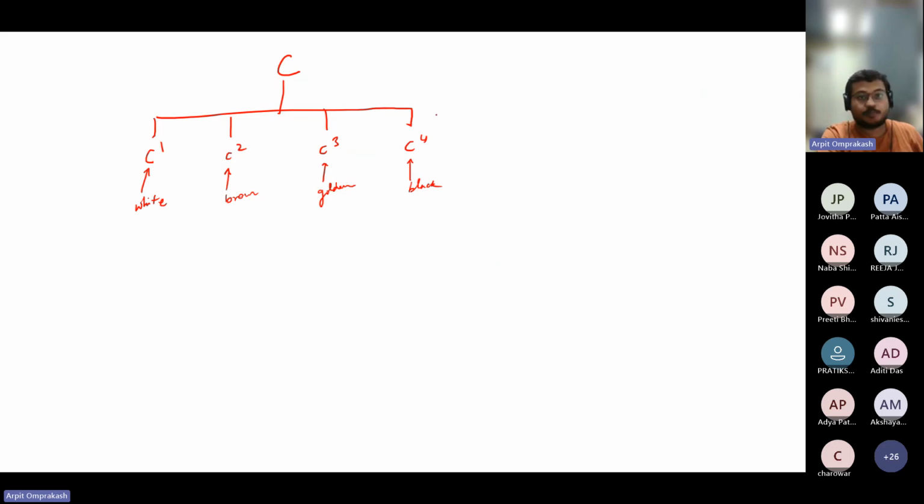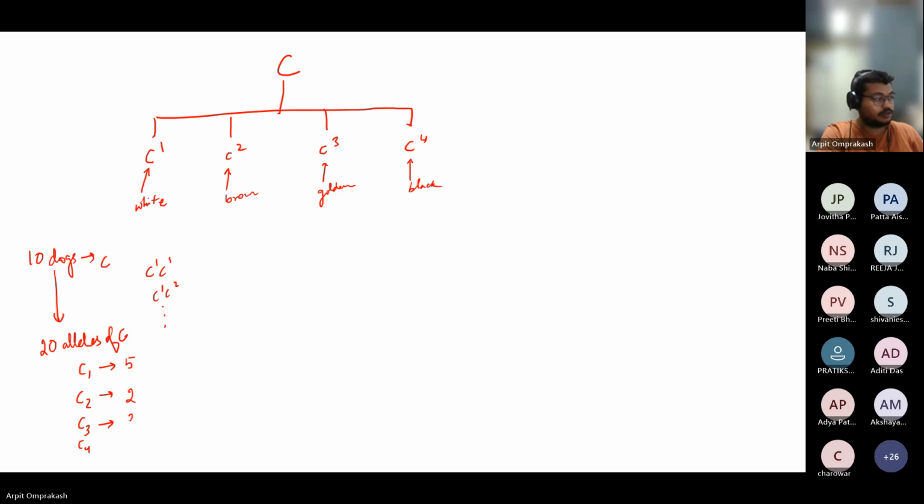Okay. So let's say now we have a population of 10 dogs and we sequence them. We get all their genetic sequence and we look at this C gene and check what different alleles of the gene are present in these dogs. Each of the dogs will have two alleles. So it can be C1, C1 or C1, C2 or C1, C3 and so on. It can be any of the pairs. For all 10 dogs, we get all the alleles, so we'll get 20 alleles of C. Some will be C1, some C2, some C3, some C4. Let's say we have 5 here, 2 here, 3 here, and 10 here. So we have 20 alleles.